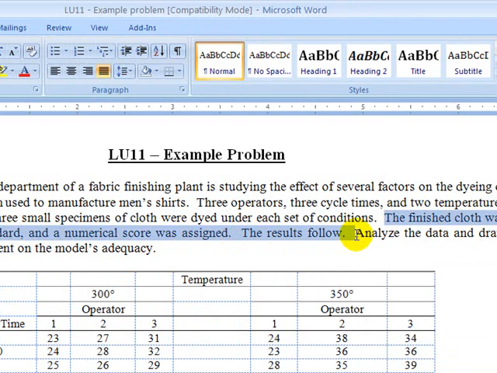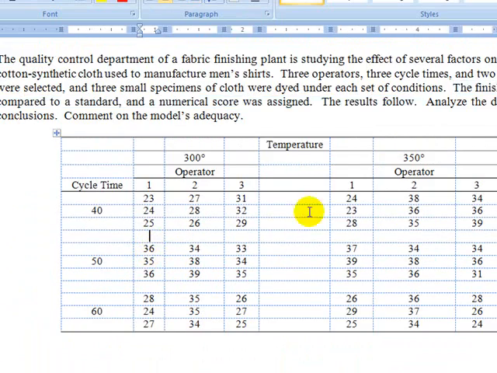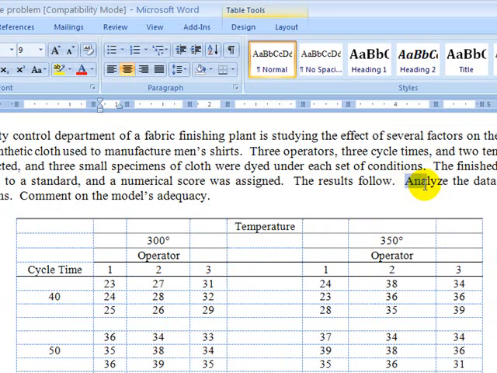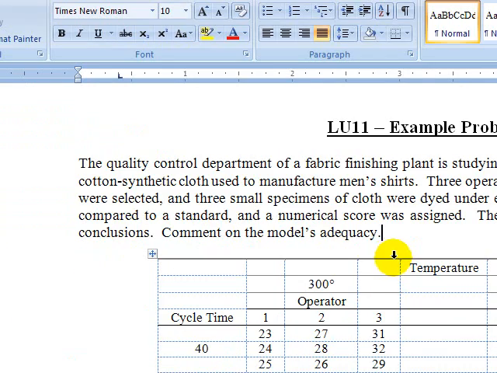The results follow. The results are given in this table here, and we have been asked to analyze the data and draw conclusions, right? And also we need to comment on the model's adequacy, right?